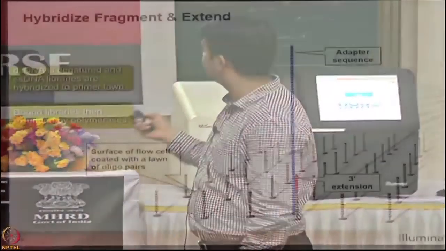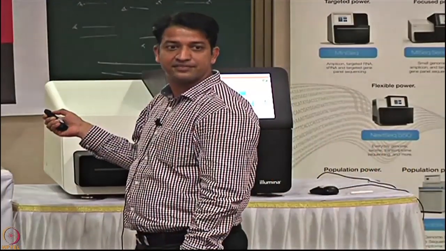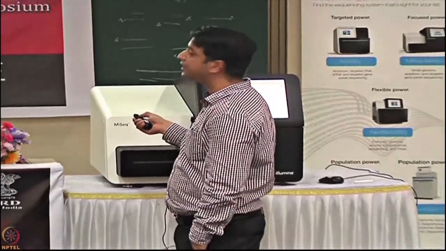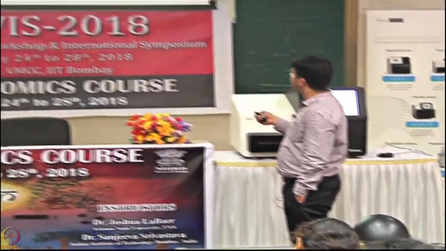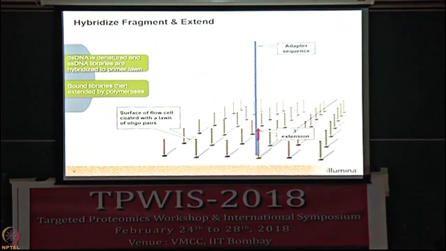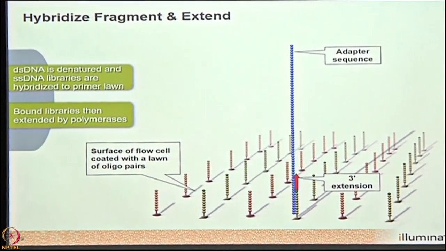Already I have denatured it. So one of the fragments will go and bind to the flow cell, right? And this region, you can see how it bound here. Any guesses? With the help of hydrogen bonding, simply because these regions are complementary. You can see this is covalently bound to the surface of the flow cell. And because this region is complementary, it will go and bind with the help of hydrogen bonding. Okay, and we extend this end with the help of DNA polymerase. So you can see you will be getting a structure like this.